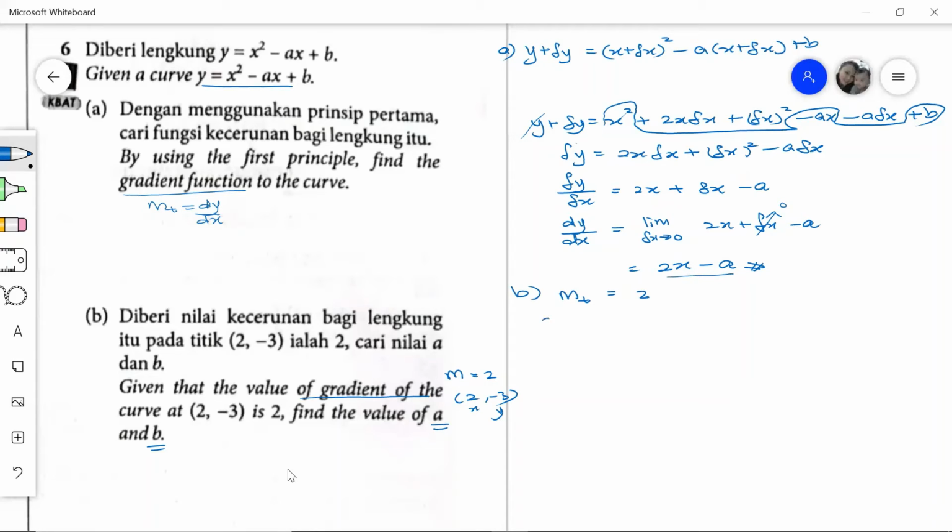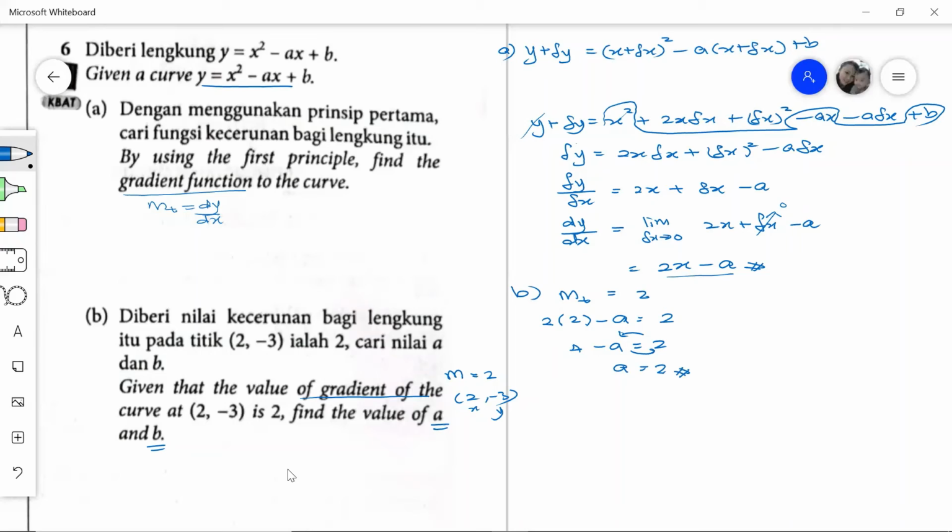So let's put in 2x, where we substitute the x value of the point as well. That is 2 times 2, minus a equals 2. So 4 minus a equals 2. Therefore, a equals 4 minus 2, so we got 2. So we found a to be 2.